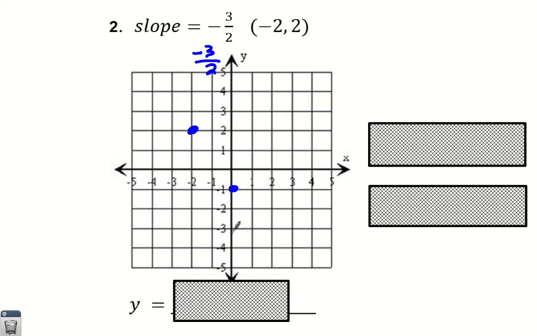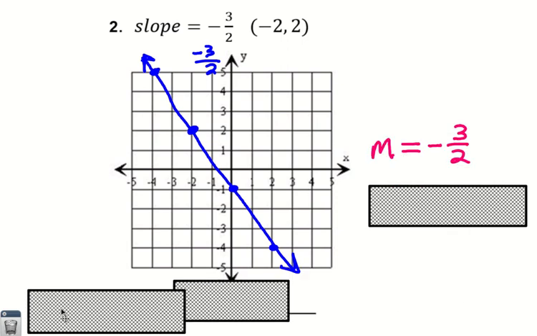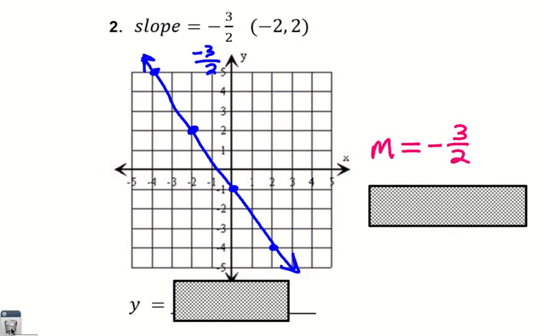Okay, down. Let's do it again. Let's even go this way for that point. And so, straight line. And so obviously my m is -3/2, right?